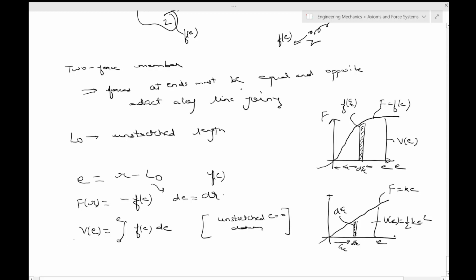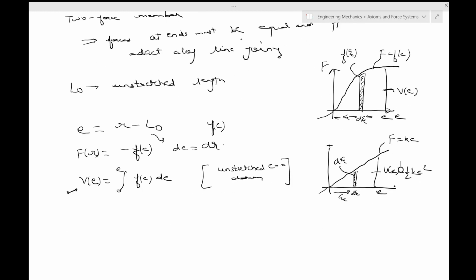So this particular integral F of E dE gives you actually the area under a curve over here. So if you have a generic F of E, this integral will give you the area under the curve, and it's also the potential energy of a spring in this case.